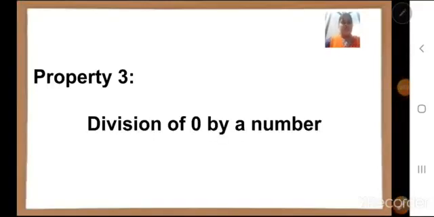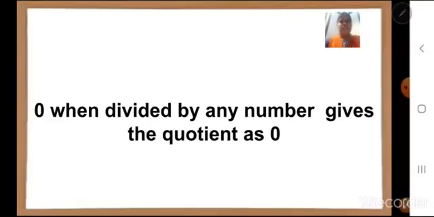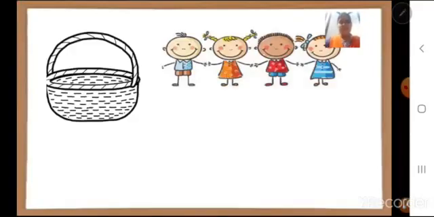Property number 3, division of 0 by a number. It means that 0 when divided by any number gives the quotient as 0. Now what does it mean? Let us see. Look at this picture. Here there is a basket. Can we see any apples? No, there are no apples. And how many kids are there? There are 4 kids. Now if I want to distribute, how many apples does each kid get?